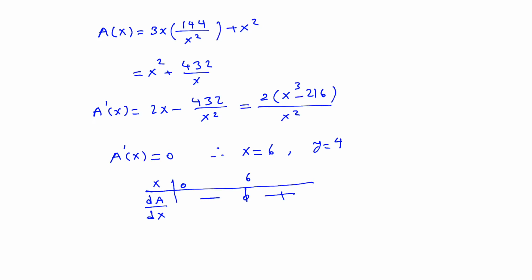Therefore, the enclosure should have the dimensions of 4, 6, and 6 meters to minimize the netting.